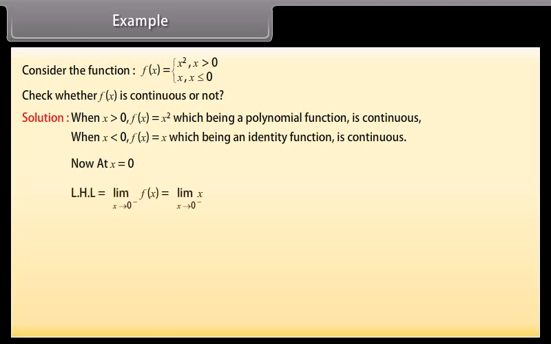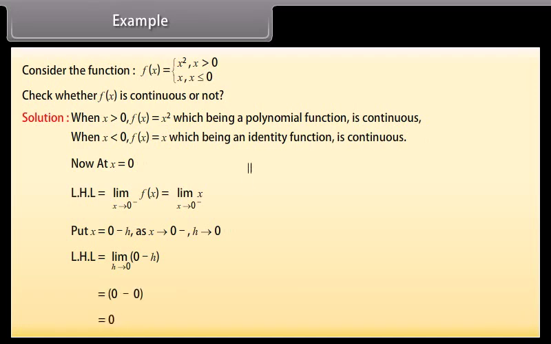Left-hand limit. Limit as x approaches 0 minus of f(x) is equal to limit as x approaches 0 minus of x. Put x = 0 − h; as x approaches 0 minus, h approaches 0. Left-hand limit is equal to limit as h approaches 0 of (0 − h) = 0 − 0 = 0.